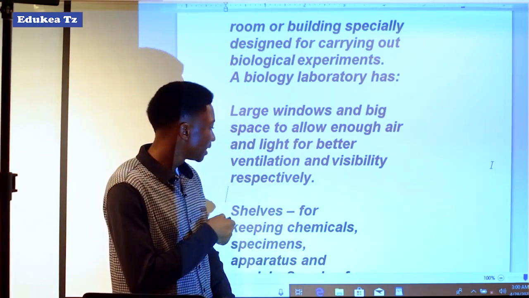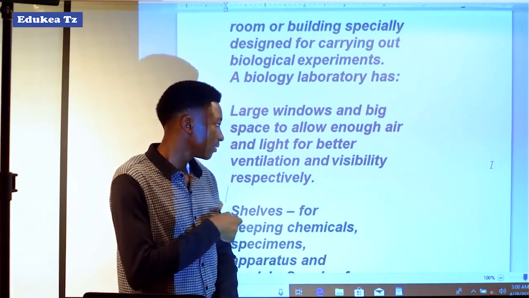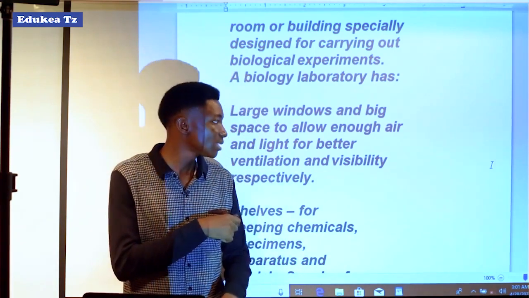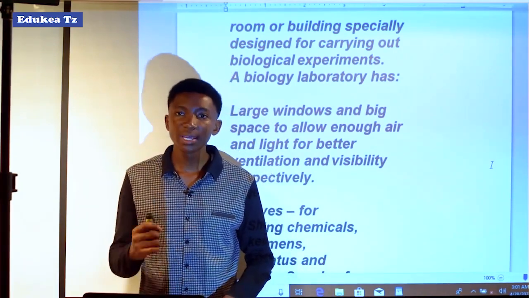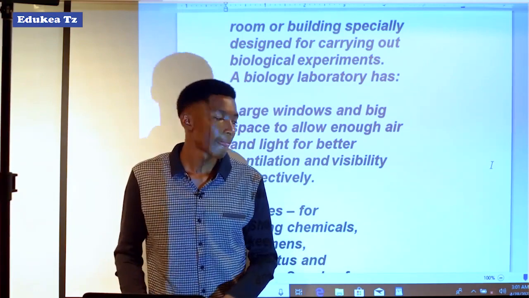And then visibility, respectively. So visibility means how something can be seen.